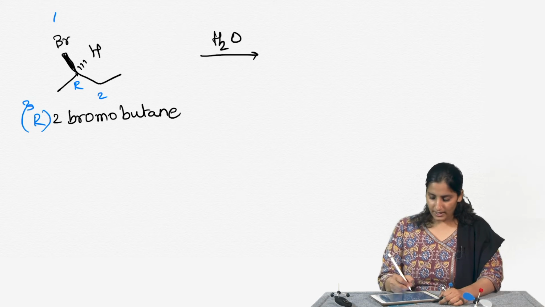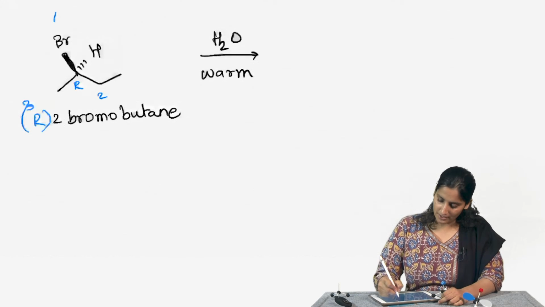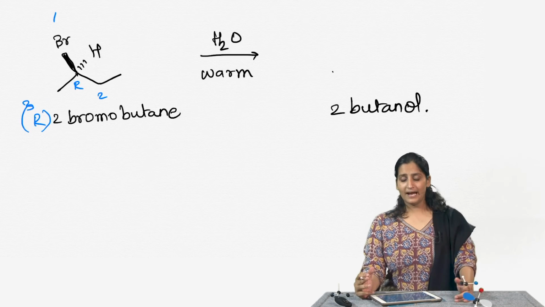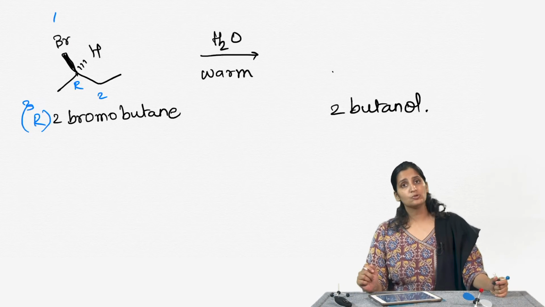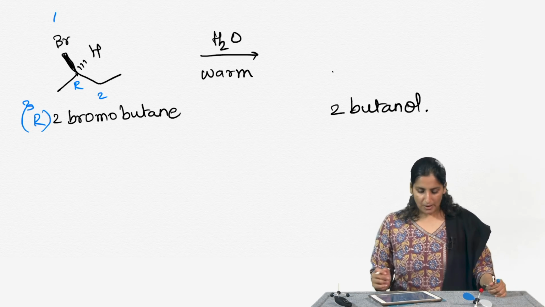Now, let us start with R-2-bromobutane and do the reaction with water as the solvent, and if I warm it up a little bit, what I will observe is the formation of 2-butanol. Now, the question at hand is, do we form R-2-butanol or do we form S-2-butanol? Let us think about it.